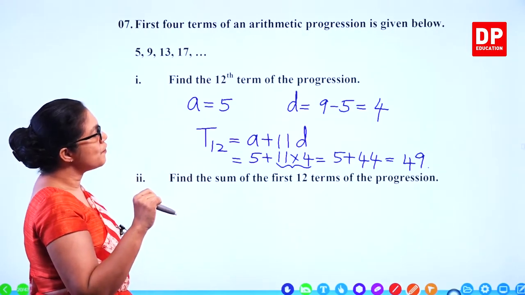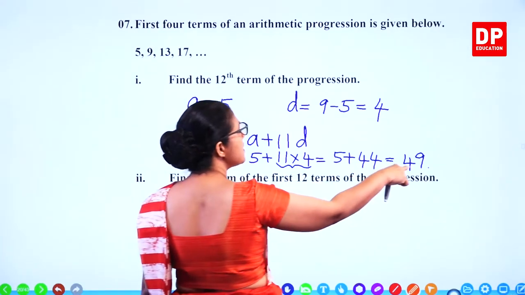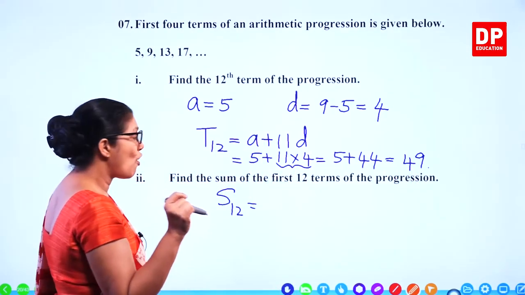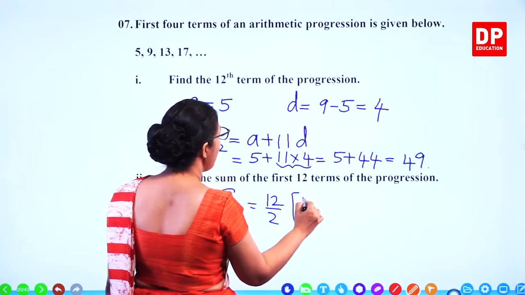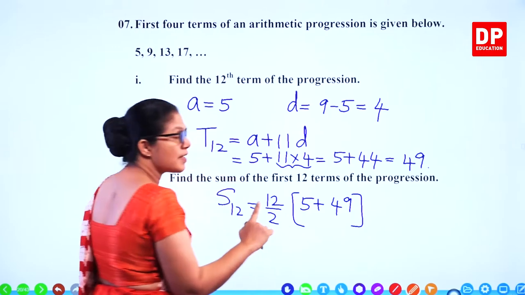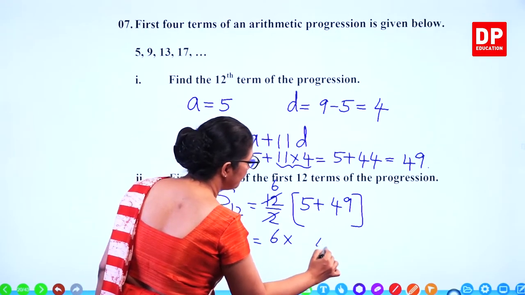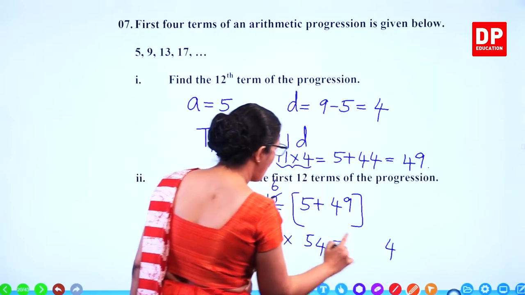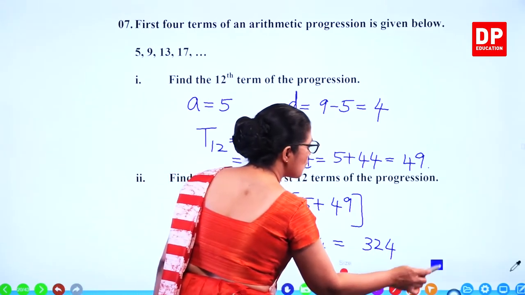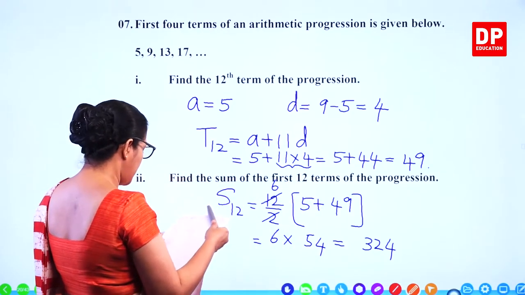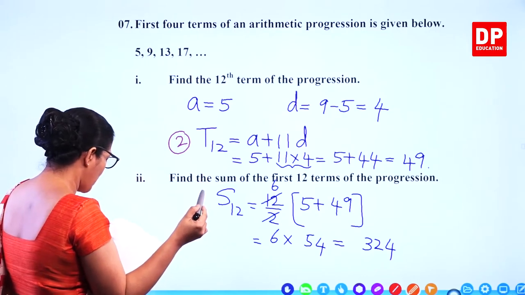Find the sum of the first 12 terms of the progression. So this is S12. We know the first term and the last term because the 12th term is the last term. That's 49. Which formula can you use? n over 2, that's 12 over 2, first term is 5 and the last term 49. So we can use first term plus last term to find the sum. So what's the answer? 6 into 54. 24, 2 remaining, 30 plus 2, 32. 324 is the sum. So how many marks for that? You are getting 2 marks for the first part, and for 324, you get 3 marks.